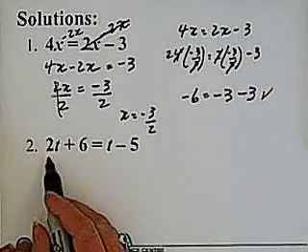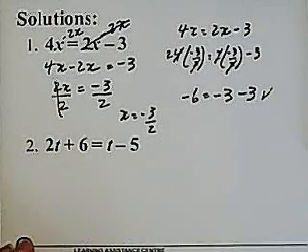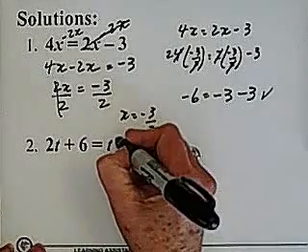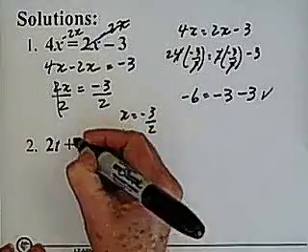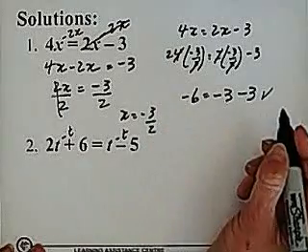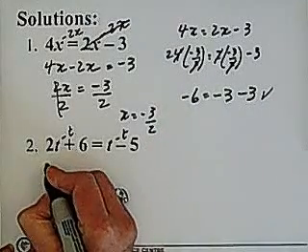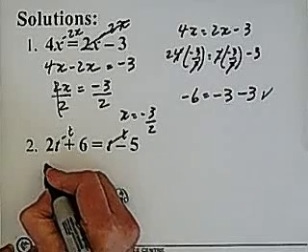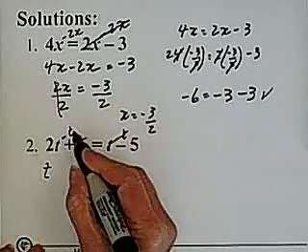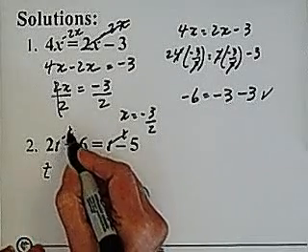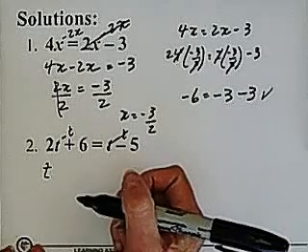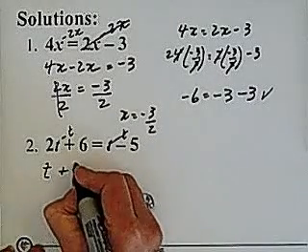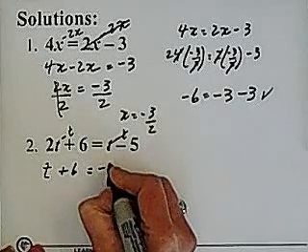Second question: 2t plus 6 equals t minus 5. Again, I want to get my t's together. So I'm going to subtract t from the left side and subtract t from the right side. These two cancel. 2t minus t gives me t, because again, this is 2t minus 1t. 2 minus 1 is 1. So I have t plus 6 equals minus 5.